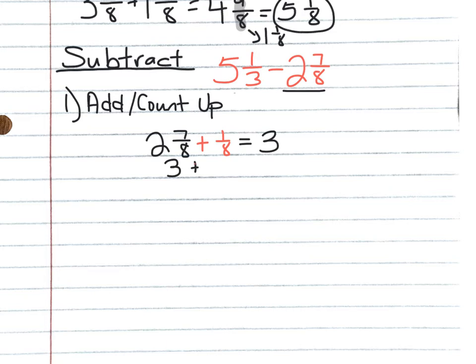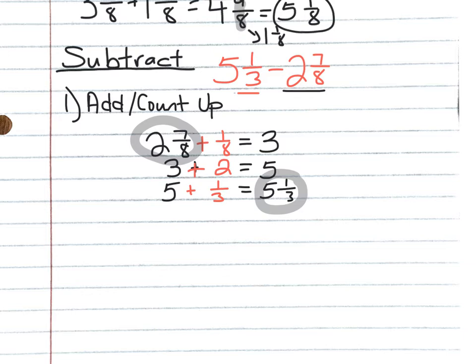So here, I have to add 2, and that's going to give me a value of 5. Then I'm going to start with 5, and I'm going to think about what do I have to add then to get this second fraction. In this case, I'm going to add 1/3, and now I'm at a value of 5 1/3. So I started with my 2 7/8, and I ended with my 5 1/3, and now I'm going to add these values in the middle.